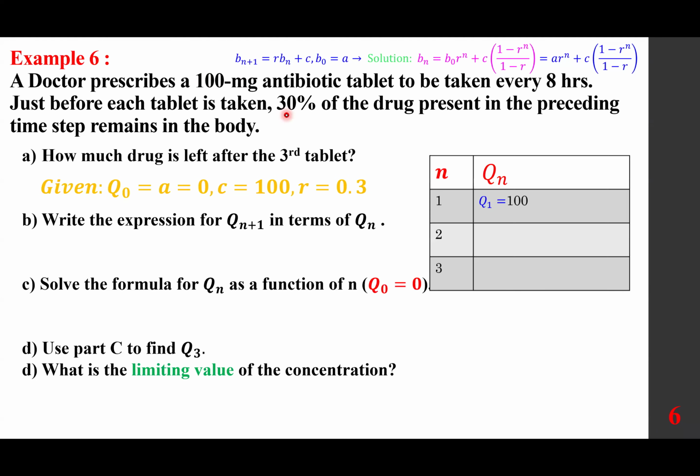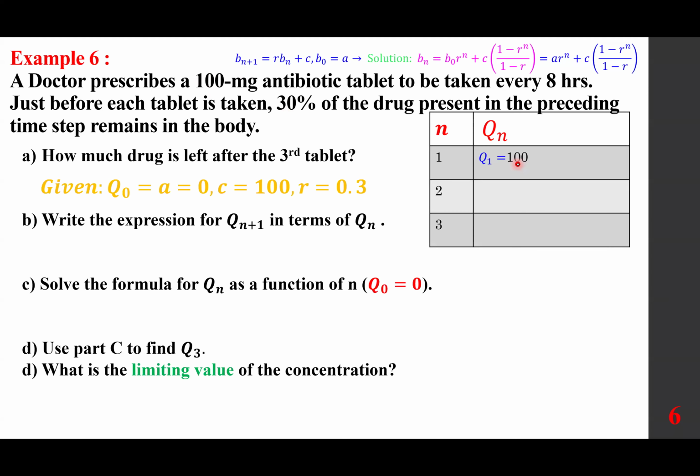So to make up a table, the first one is 100. And the second one, 30% of that is 30, and 100, it's 130. Now the next one, 30% of 130 is 39. Add 100, we get 139. That's how we come up with those.